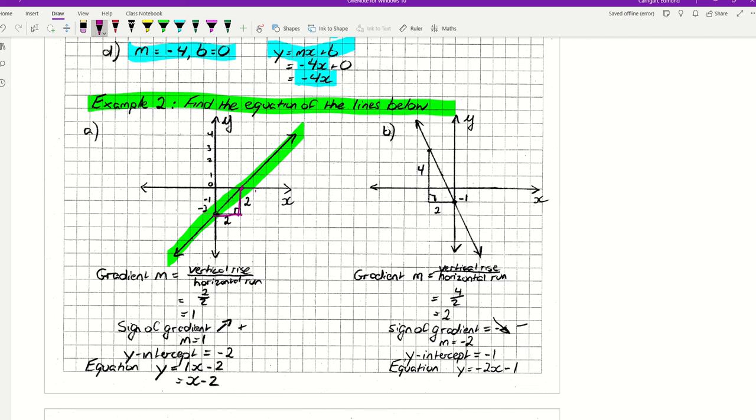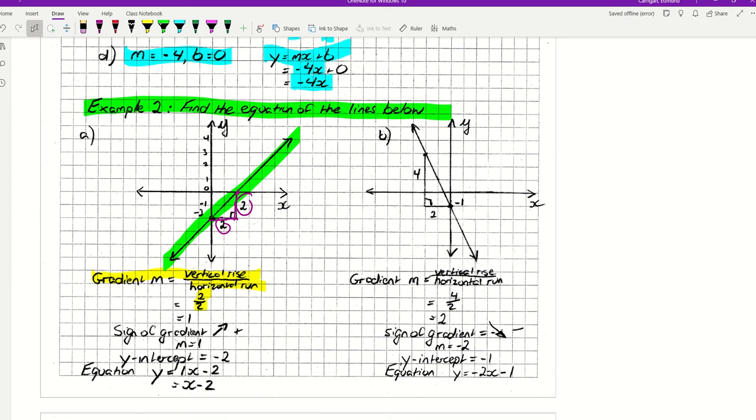My rise, the change in y, is 2, and the run is 2, so gradient m equals the vertical rise over the horizontal run. That is equal to, in this case, 2 on 2 equals 1. Looking at my gradient, I can see that it is going uphill, so it has a positive sign. So my gradient, m equals 1.